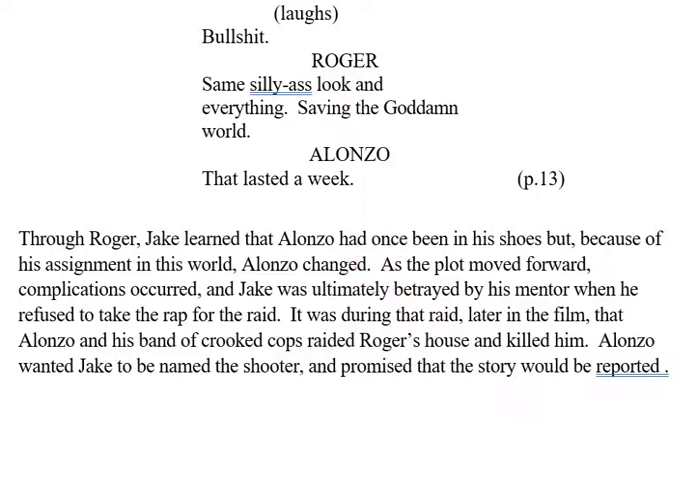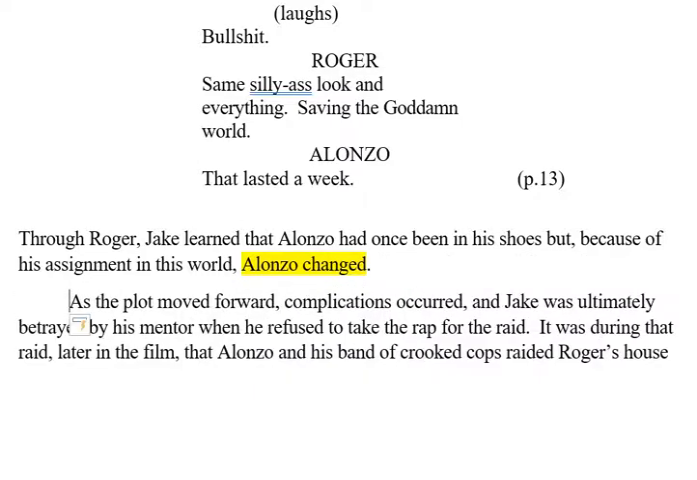Is that the end of that paragraph? That's right. It is the end of the paragraph because it was a transition sentence that leads the reader to say, oh, okay, well, then what happened? Well, here's what happened. As the plot moved forward, complications occurred, and Jake was ultimately betrayed by his mentor when he refused to take the rap for a raid, because we haven't told him about the raid yet.